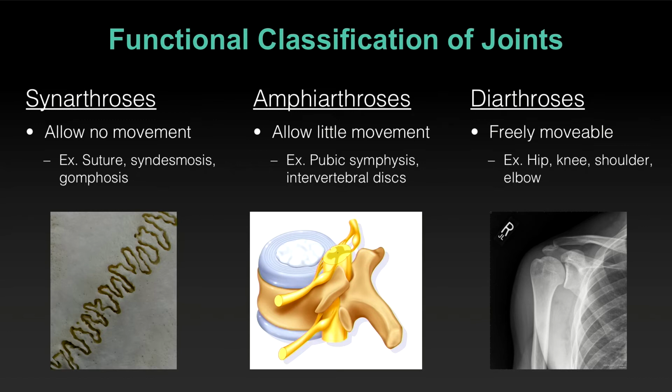Anchored by their fibrous connective tissue to one another. Amphiarthroses allow some movement. They allow flexing, a little bit of torsion. Pubic symphysis, vertebral discs. Those are examples of amphiarthroses. What structural classification are those? In what big group? Cartilaginous, yeah, absolutely. And diarthroses are freely movable. Synovial joints are usually diarthrotic. Freely movable, a large range of motion.